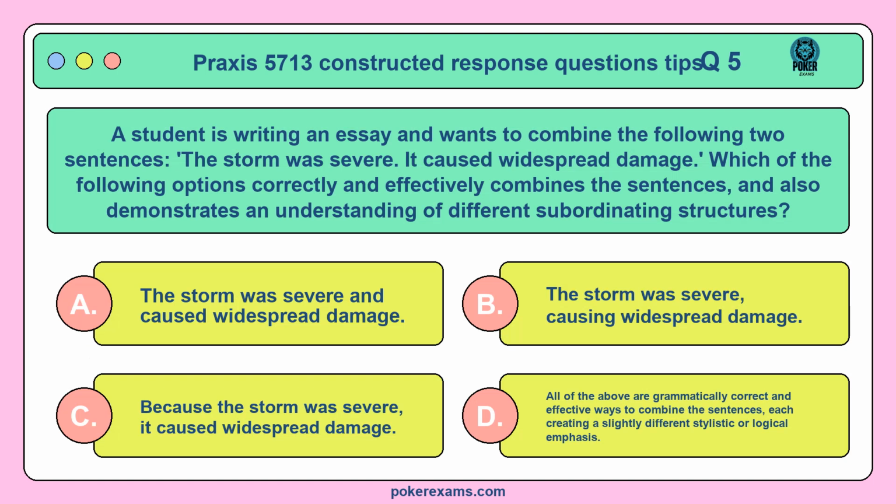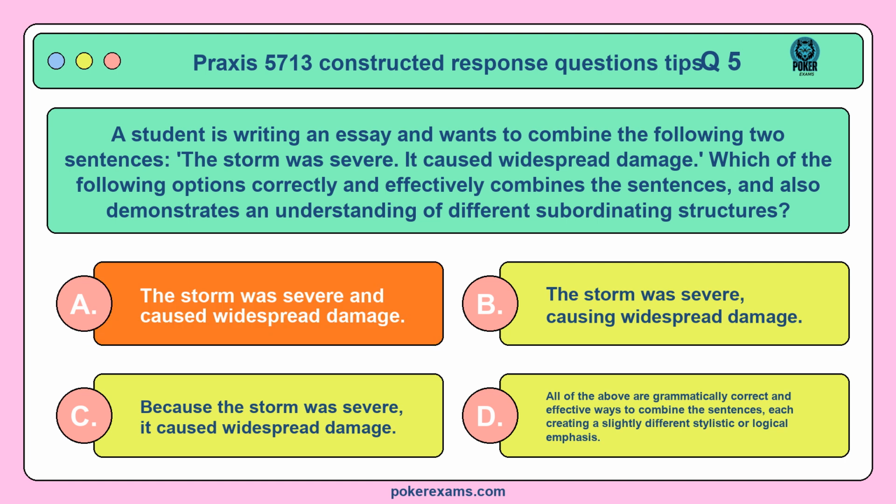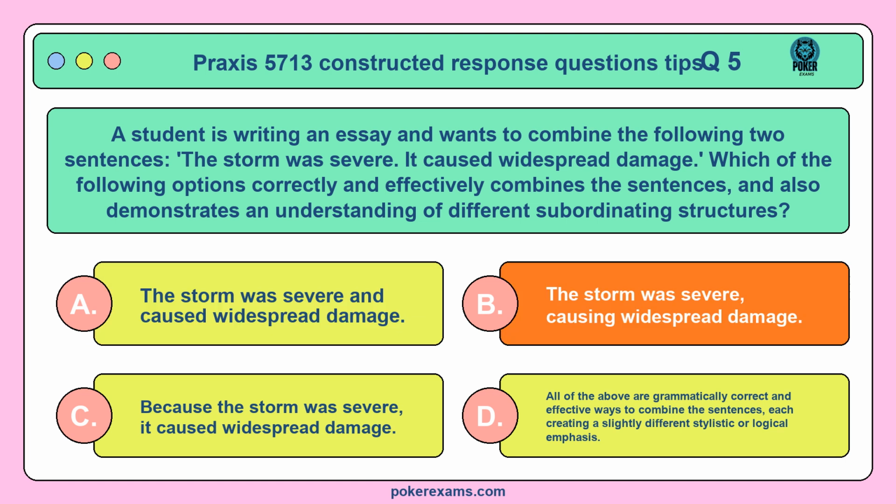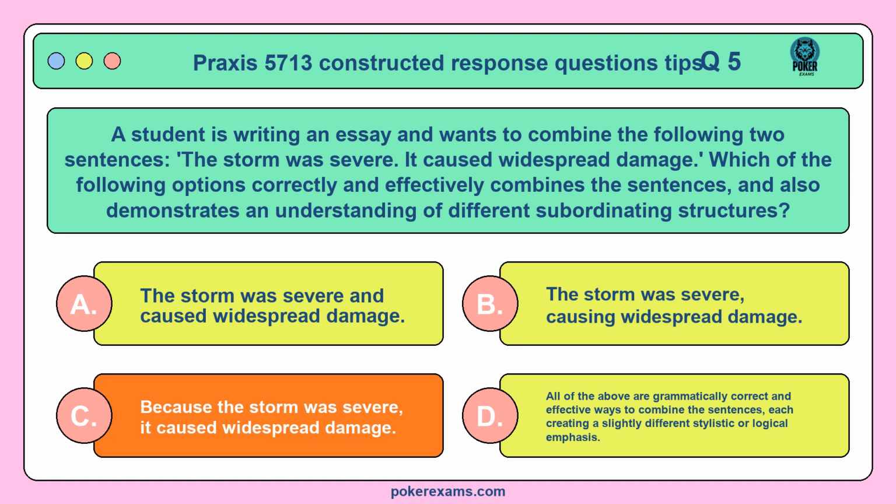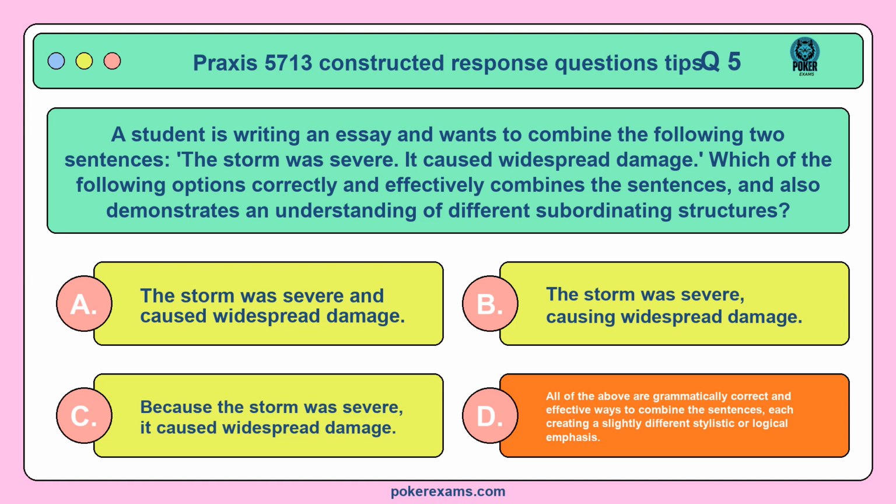Question 5. A student is writing an essay and wants to combine the following 2 sentences. The storm was severe. It caused widespread damage. Which of the following options correctly and effectively combines the sentences and also demonstrates an understanding of different subordinating structures? Option A. The storm was severe and caused widespread damage. B. The storm was severe, causing widespread damage. C. Because the storm was severe, it caused widespread damage. Or D. All of the above are grammatically correct and effective ways to combine the sentences, each creating a slightly different stylistic or logical emphasis.